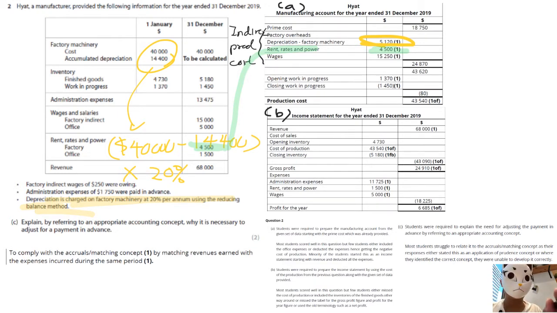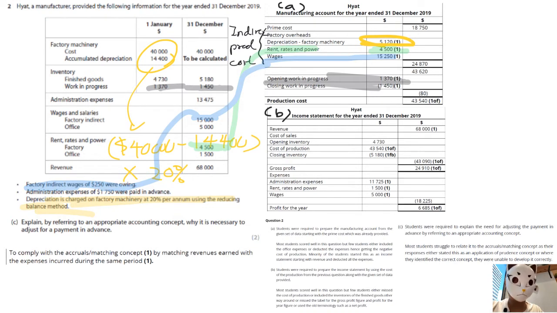Now for the wages, it's not just about 1500. We have to add it up. Then for the next, we have to add up the opening work in progress, and then we have to deduct the closing work in progress. Then you will grab the production cost. So let me mark it down. For the opening work in progress, it is add. For the other one, it is subtraction. So then you can grab the production cost.